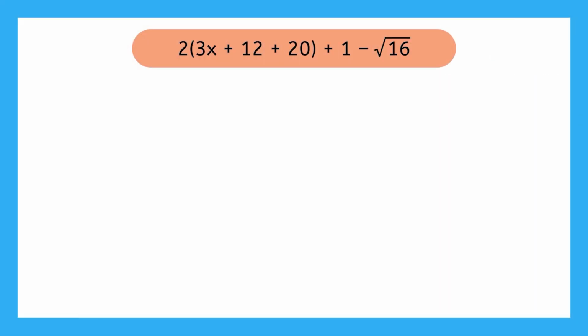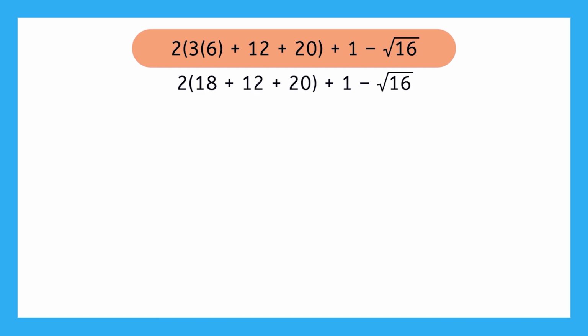Okay, after substituting 6 into the expression, we have 2 times the quantity 3 times 6, plus 12, plus 20, plus 1, minus the square root of 16. What do we evaluate first? Exactly, 3 times 6 inside the parentheses. That gives us 18 plus 12 plus 20. We'll keep going inside the parentheses. Adding all those values together gives us 2 times 50 plus 1 minus the square root of 16.